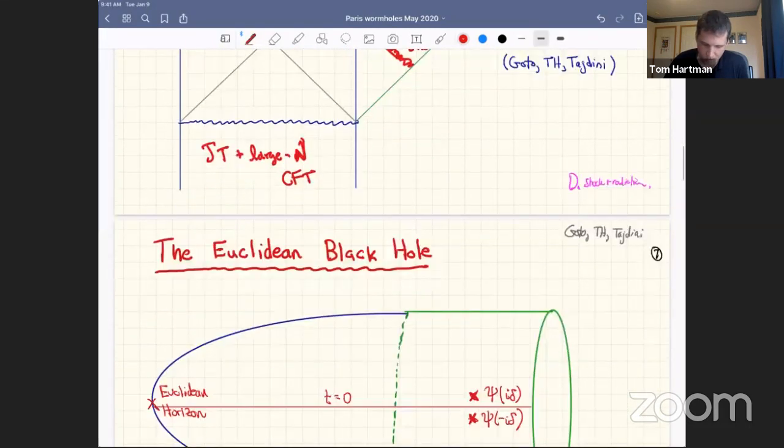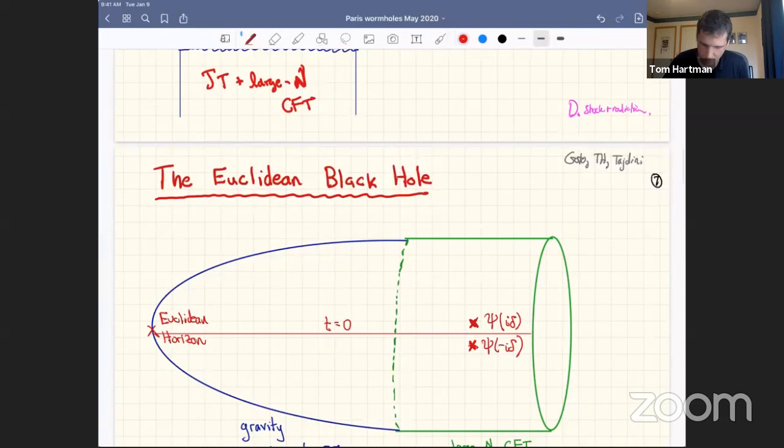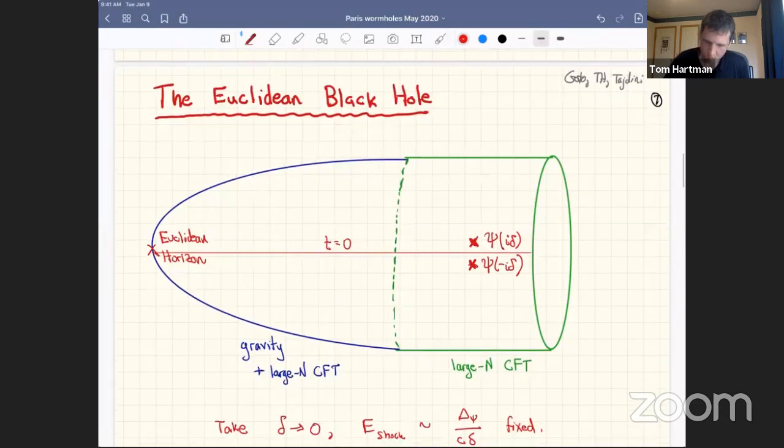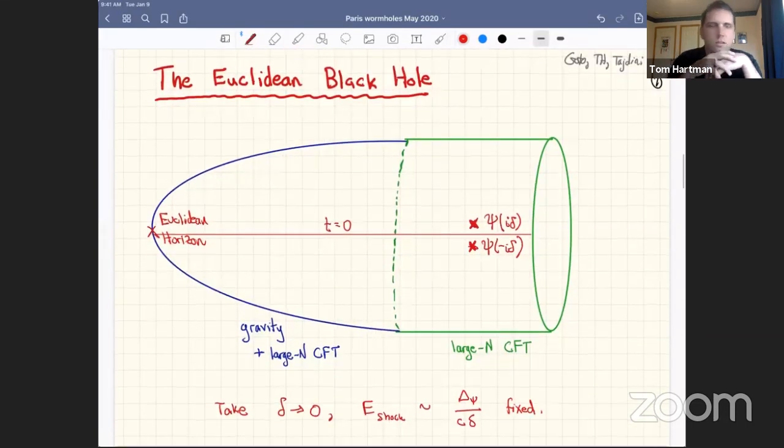For Euclidean purposes, this is what the black hole looks like. The geometry is the usual cigar geometry of the Euclidean black hole. The left part of this diagram is the JT gravity and AdS2 piece of the diagram. The right part of the diagram is flat space-time.